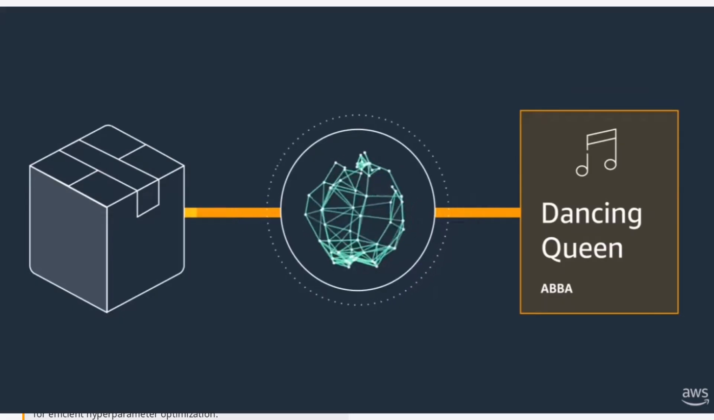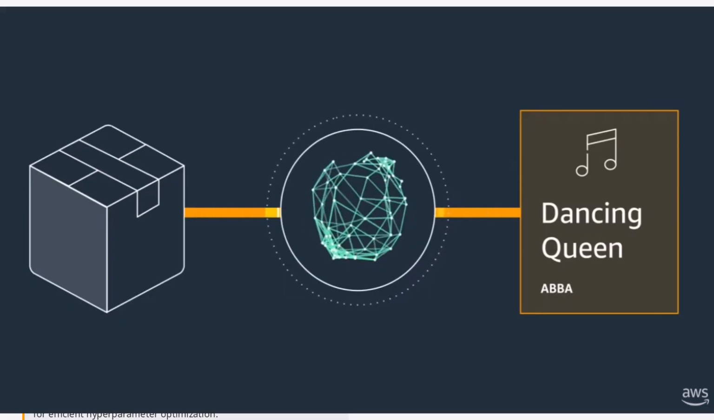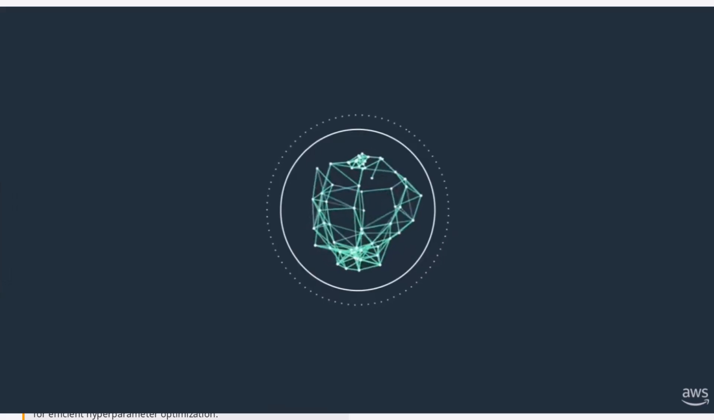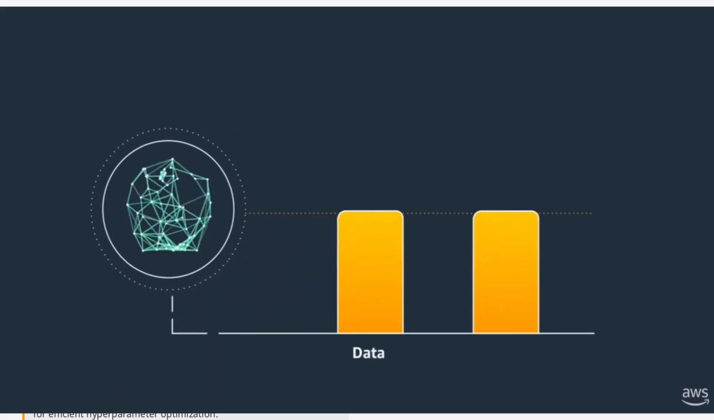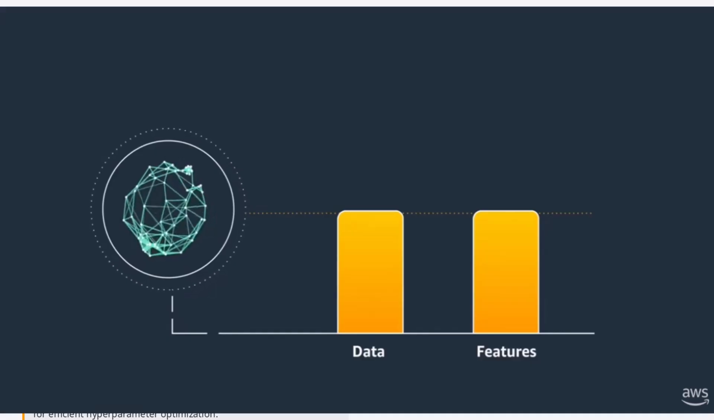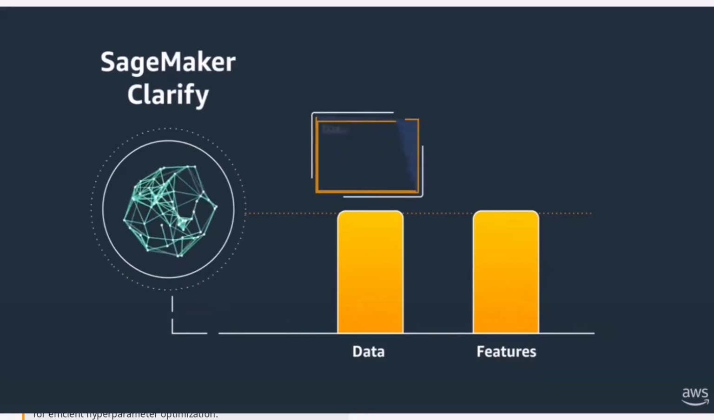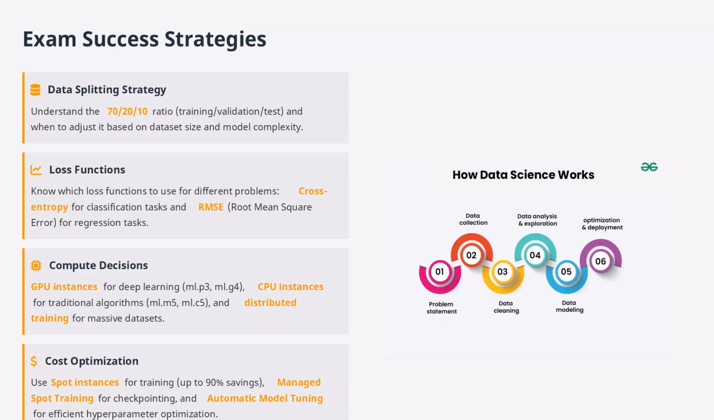Optimization fundamentals: gradient descent, learning rates, epochs, and how they work together. Compute decisions: GPU for deep learning, CPU for simple algorithms, distributed for massive data sets. Cost optimization: spot instances for training, reserved instances for consistent workloads.